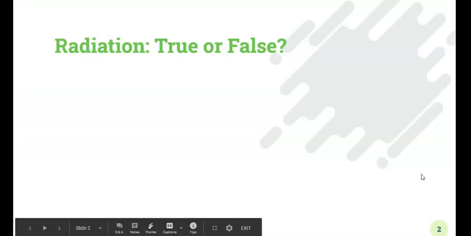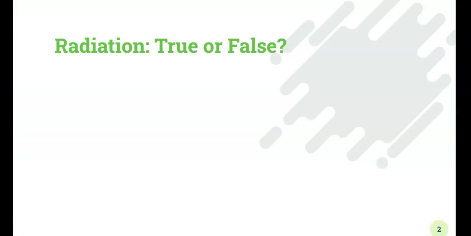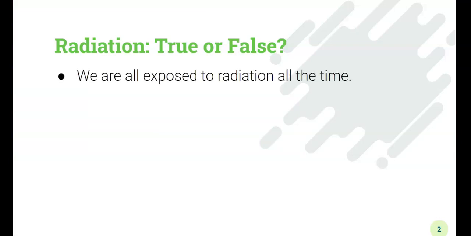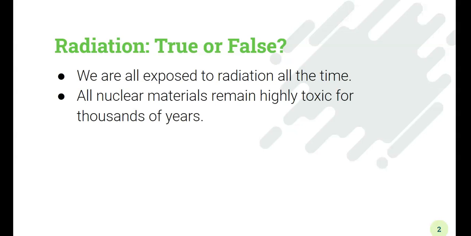So in class, we talked a little bit about some of these statements about radiation that are true or false. We are exposed to radiation all the time. Nuclear materials and their toxicity, it really depends on the half-life. So some nuclear materials remain highly toxic for a very long time, others decay really quickly, so we'll talk about that.